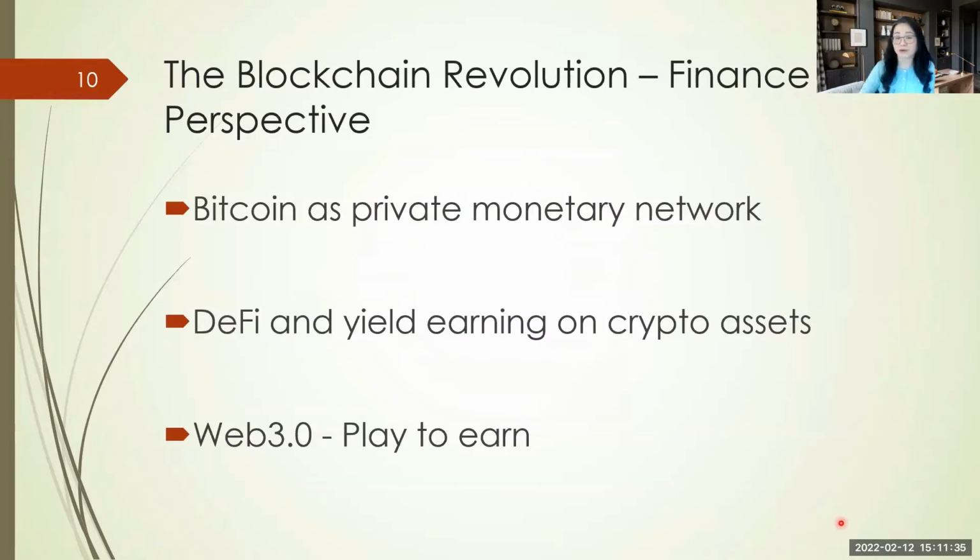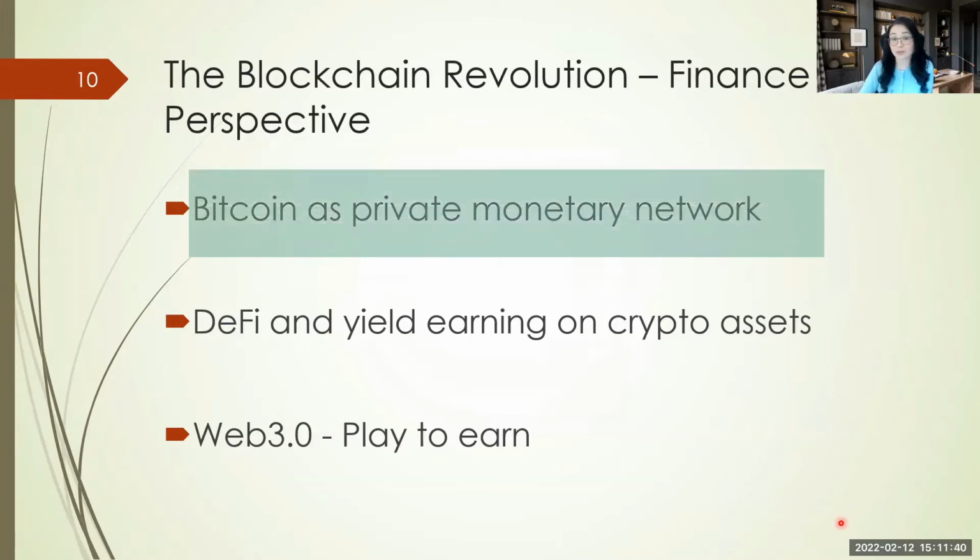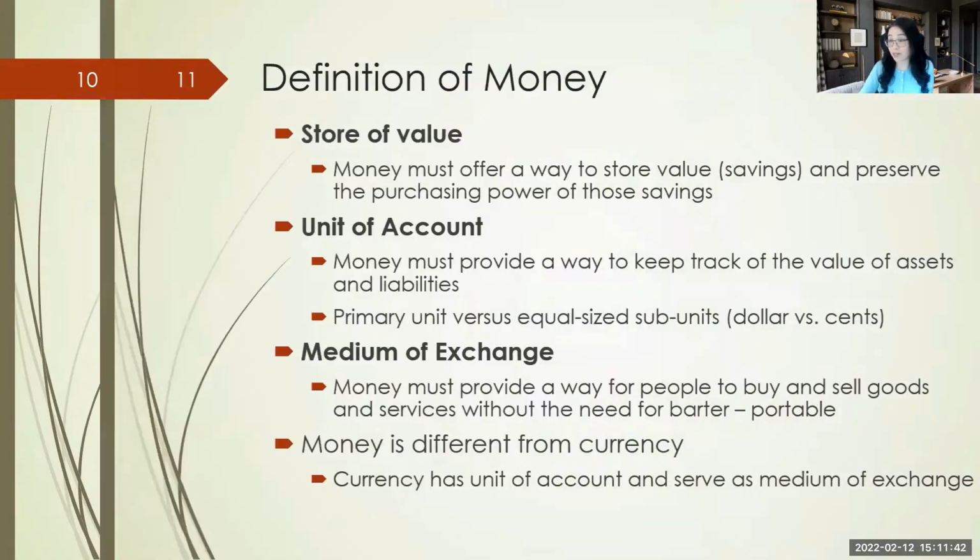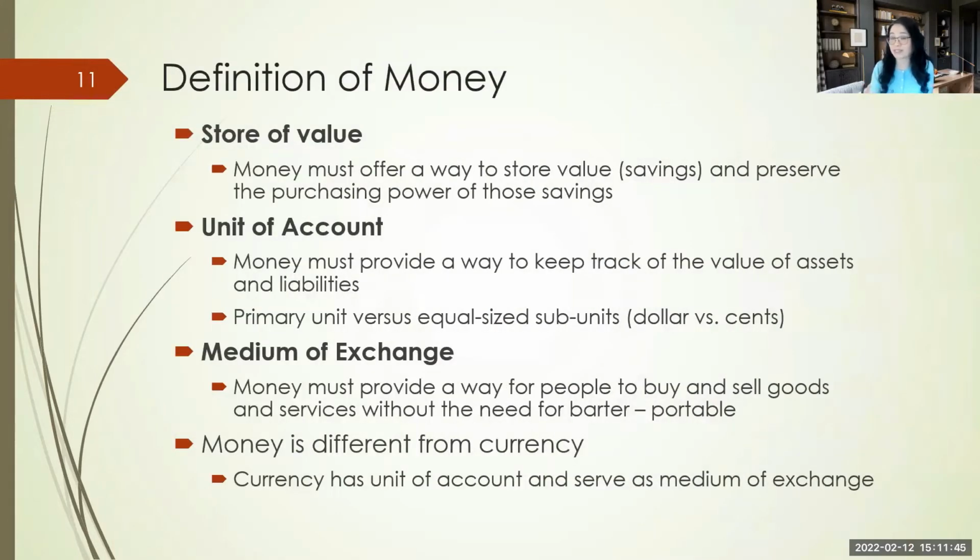So Bitcoin, we're now going to consider Bitcoin as a private monetary network. And speaking of money, I'm going to talk about all those points from the perspective of finance, right? We typically define money to have 3 important features. Money has to serve as a store of value. Money has to have a unit of account, which means we can divide it into equal-sized subunits, and money has to serve as a medium of exchange, right?